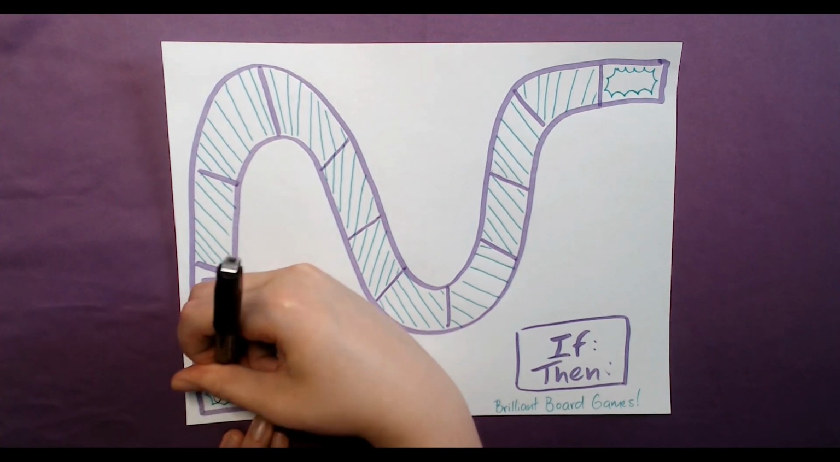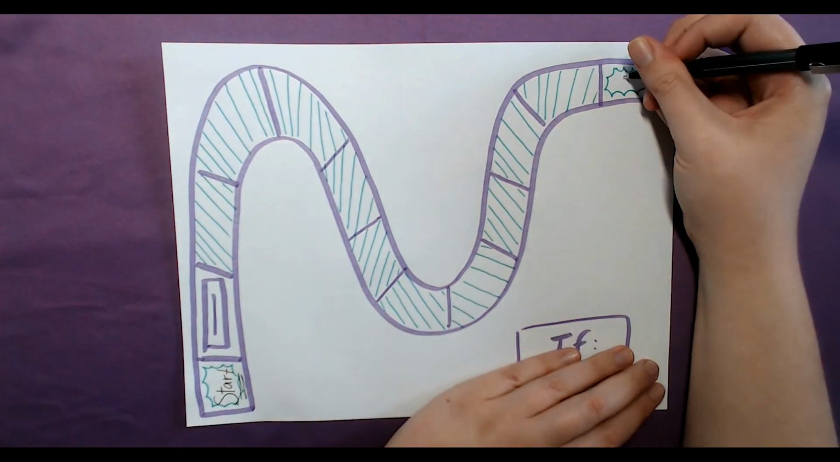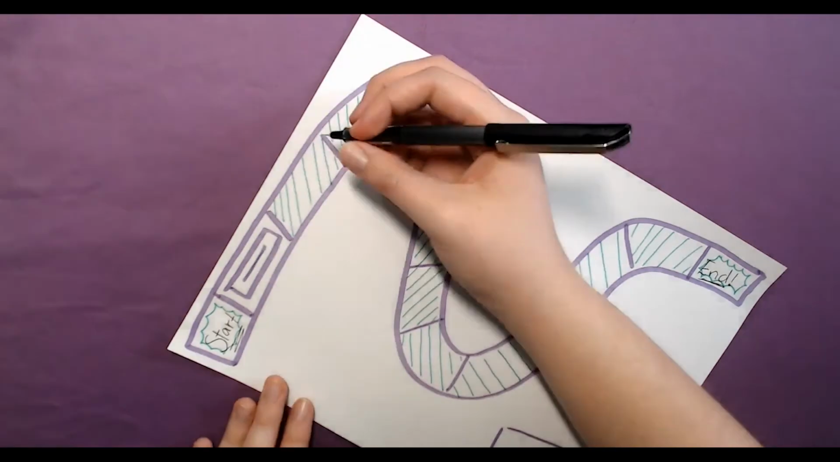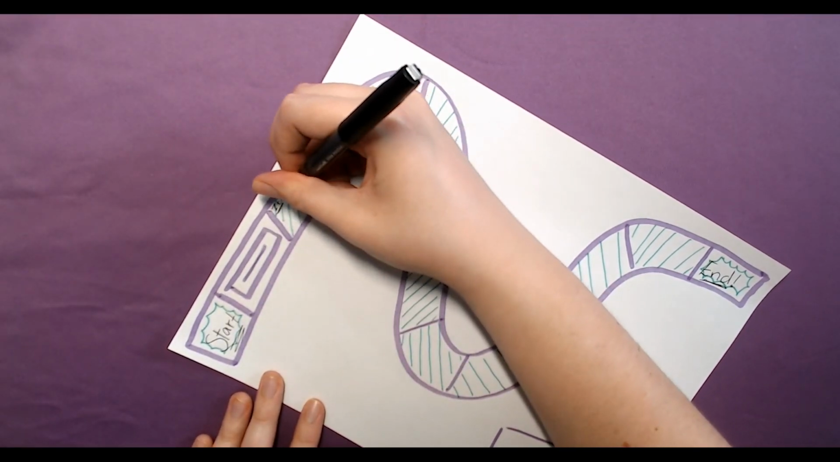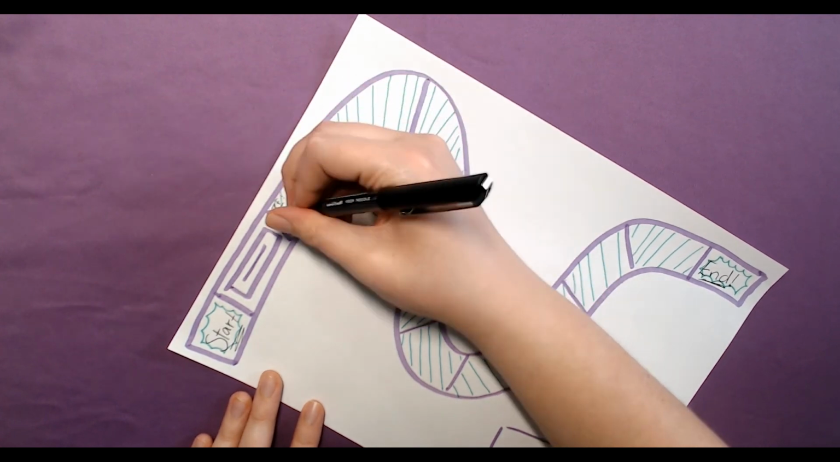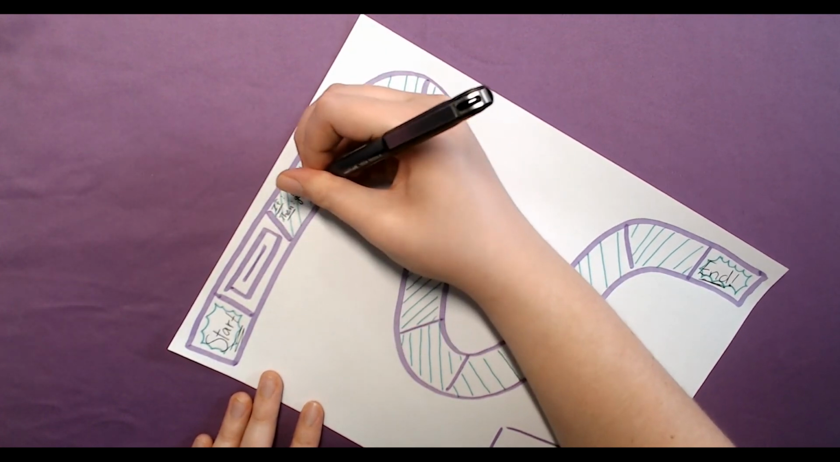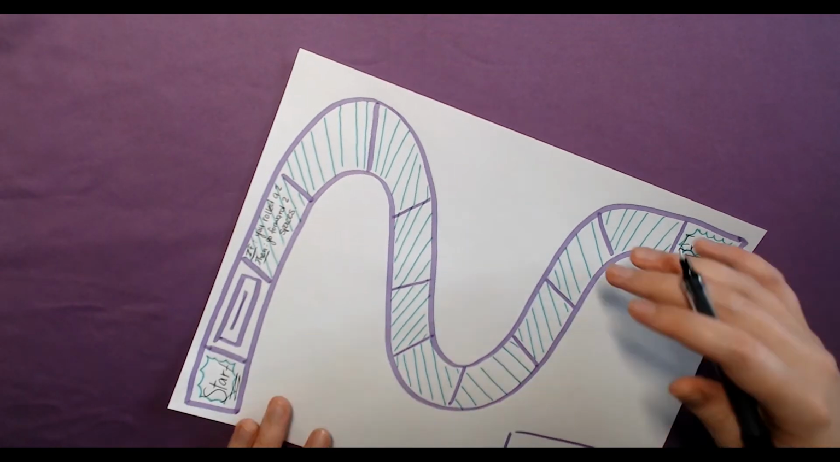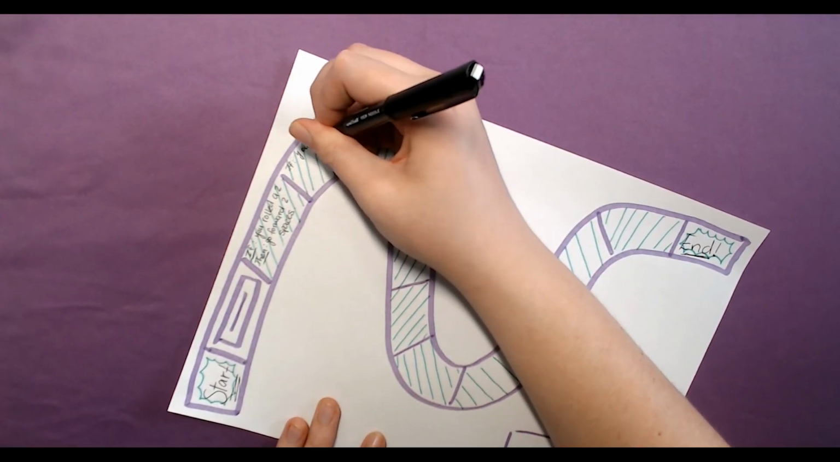Once you've finished decorating, we're going to first label the start and end of the board game, and then we'll add in the if-then statements. For this game, they're going to be based on the numbers on a die. The if step will check something about the number that was rolled, and the then step will tell how many spaces to move forwards or backwards.